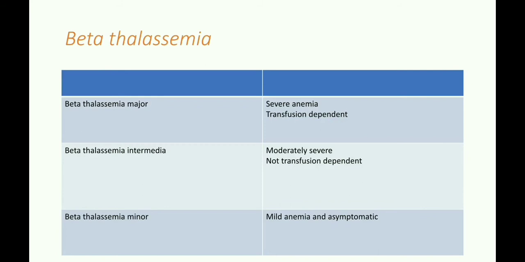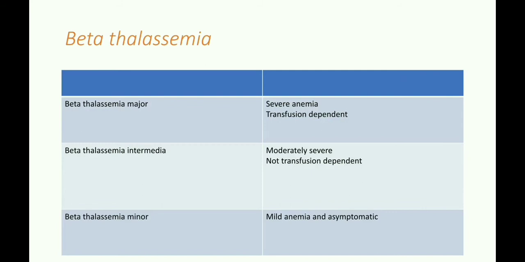So in case of thalassemia major, both these alleles are defective and there is a severe decrease in the production of beta globin chain. So the condition is so severe that the patient needs blood transfusion for management. In the case of beta thalassemia intermedia, though both the alleles are affected, there is a partial synthesis of this beta globin chain, so the condition is moderately severe and it is not blood transfusion dependent.